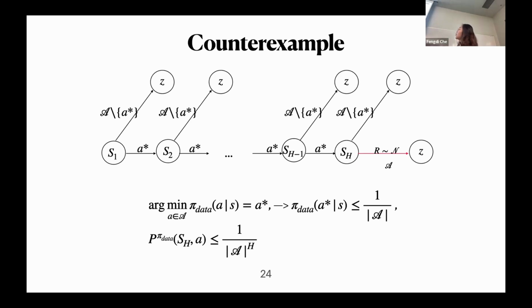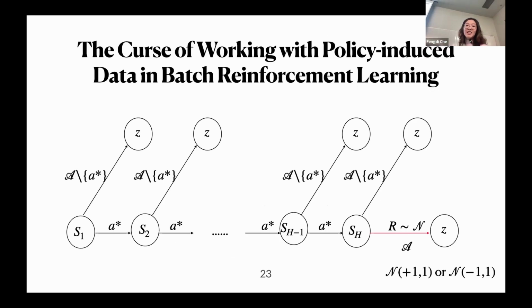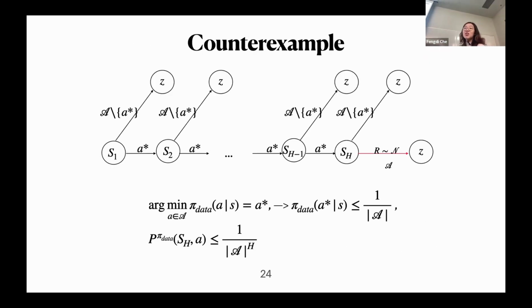And in this case, if we want to have a data set following this policy and containing this right transition, the data set needs to be at least big O of A to the power of H. And if we don't contain this right transition, the agent will never know the reward is +1 or -1. So we require exponential data to really figure out whether it's +1 or -1.